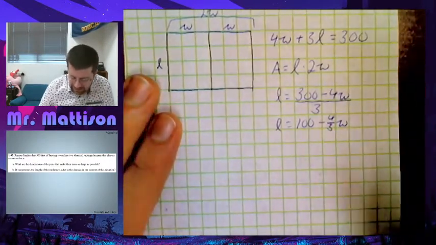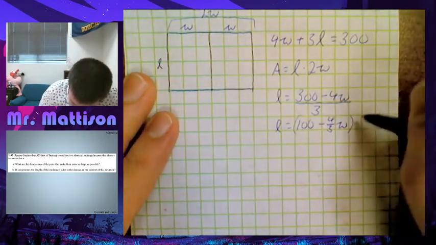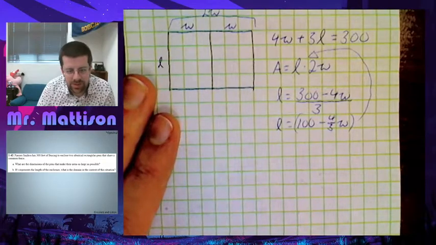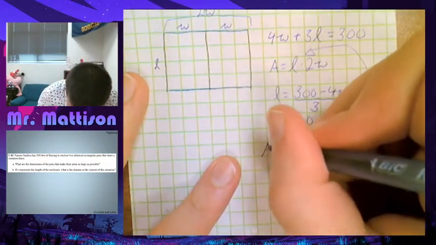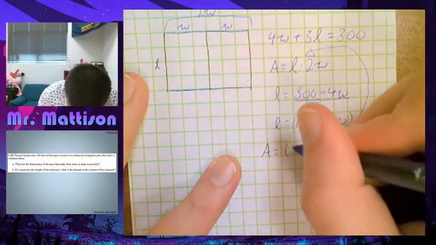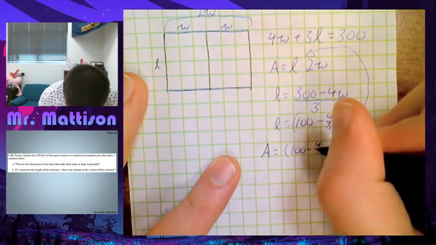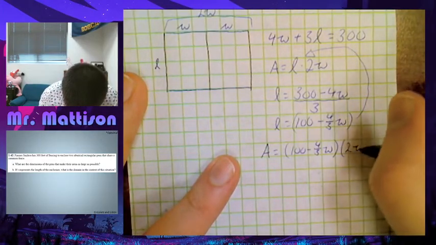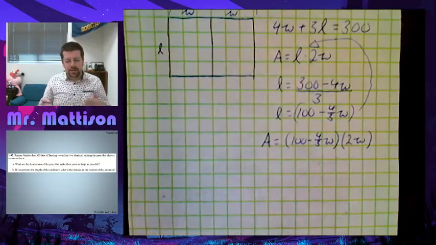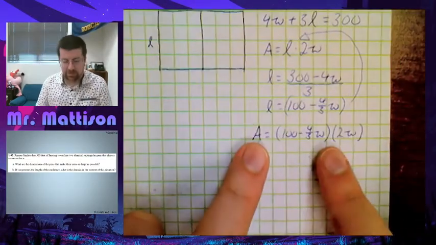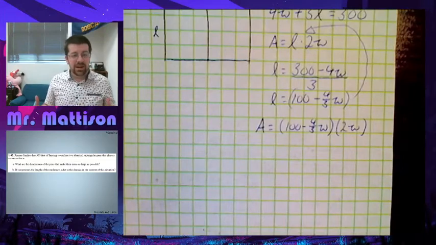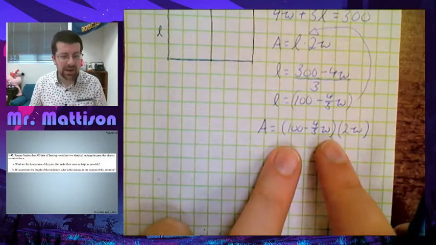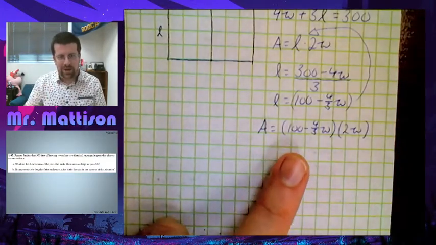So what I can do with that now is I can take this whole mess and substitute it in for the length up here. So doing that, I now have area is equal to 100 minus 4 thirds W times 2W. And that is an equation for area with only one variable, meaning, hey, once I'm here, I'm trying to optimize this. I'm trying to find the largest area possible. So I can go ahead and graph this and find where that graph peaks out.